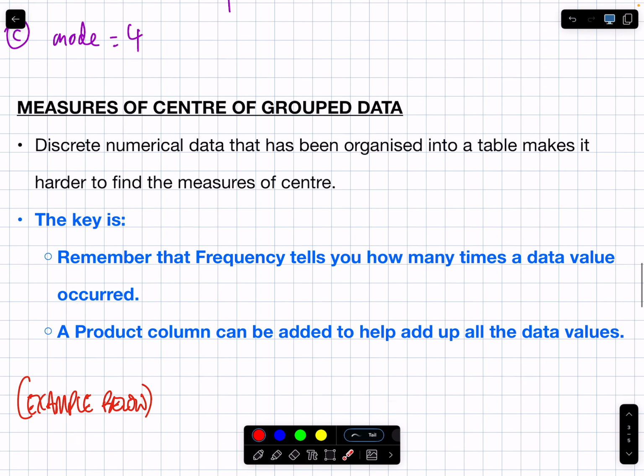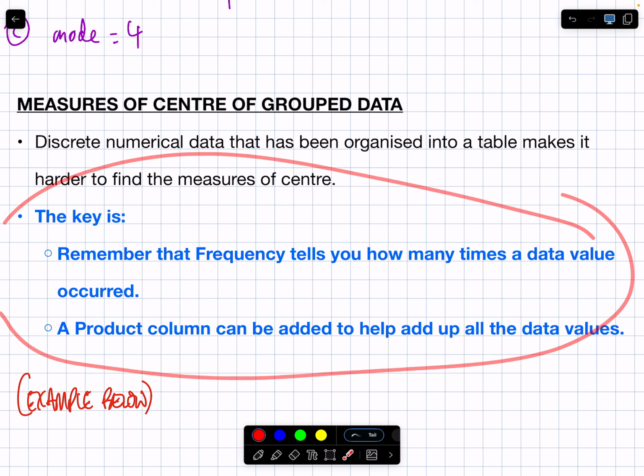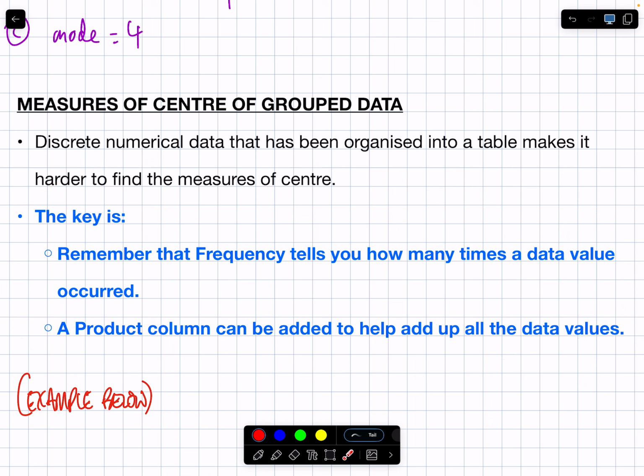Okay, so the key is to remember that frequency tells you how many times a data value occurred. And second, a product column can be added to help add up all the data values. Can you get this, please, for now? And then I'll demonstrate how you deal with a table.